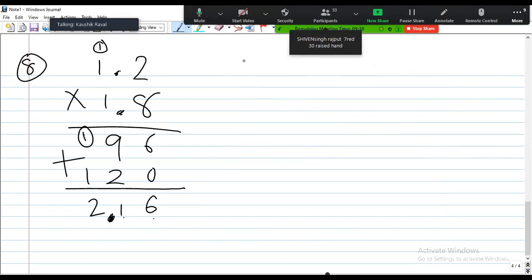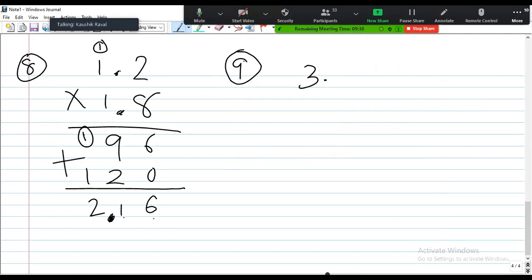Right? Come on, let's do one more example of multiplication. Number 9, now pay attention, 3.208 into 1.2. Solve this.